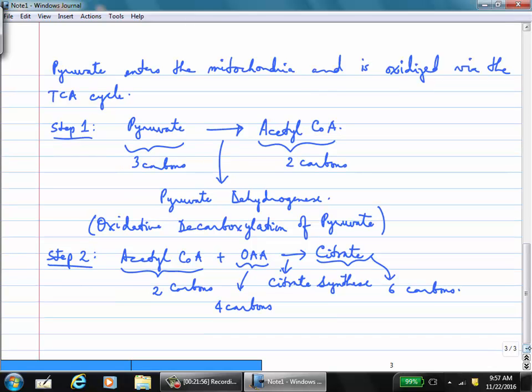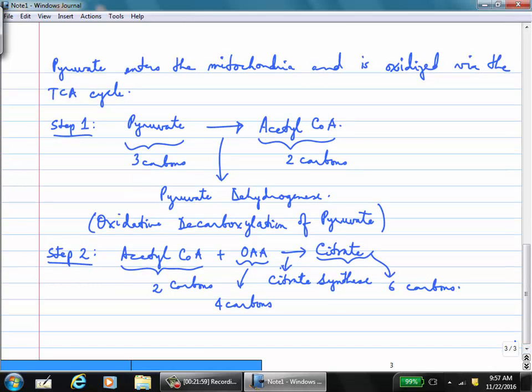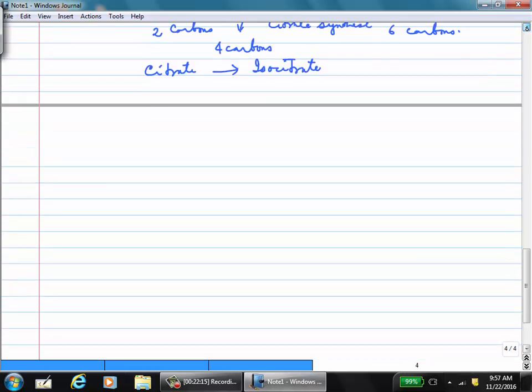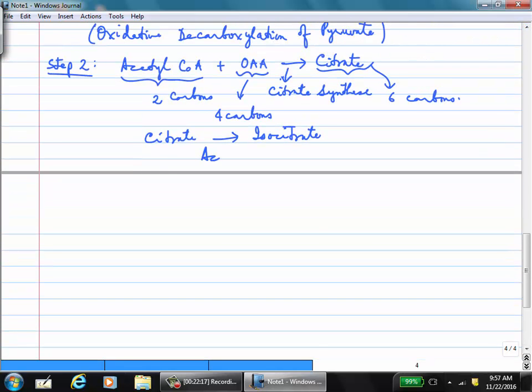The next step of this reaction is that citrate is converted into isocitrate, which is an isomer of citrate, and the enzyme that does that is called aconitase. I'm not asking you to memorize all these enzymes. Just for the sake of completeness, I'm writing that down. Then in the next step, isocitrate is converted to what is called alpha ketoglutarate.